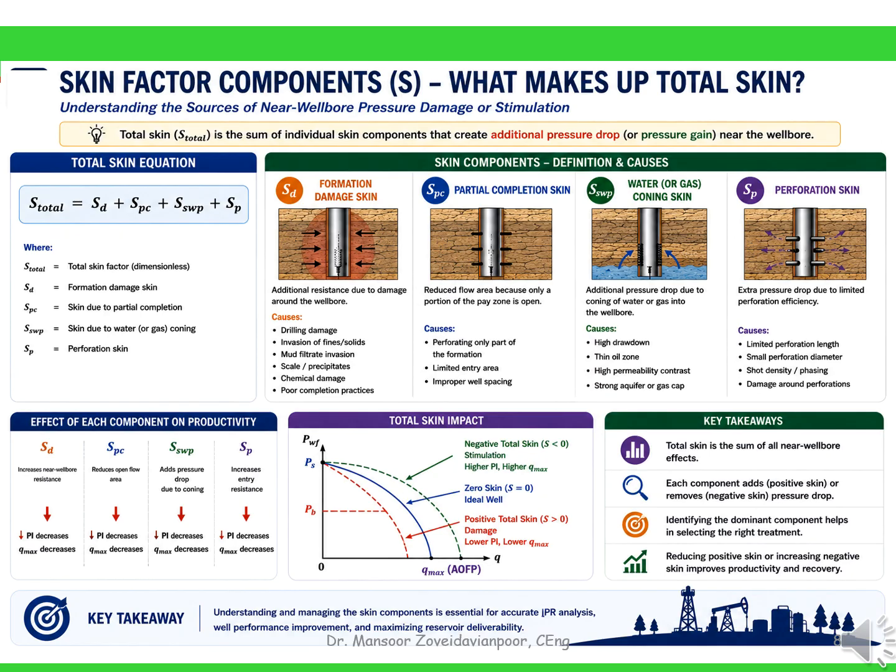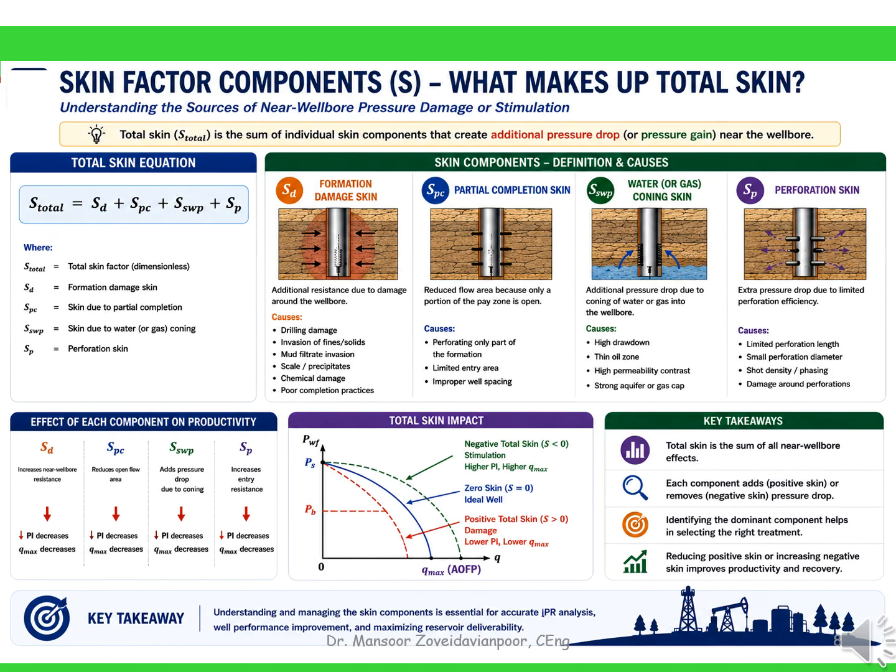When engineers calculate a skin factor of +8, the next question isn't how do we remove it. The first question is what is causing it. Skin is rarely the result of a single problem. Think of it as the sum of several flow restrictions, each adding its own resistance around the wellbore.